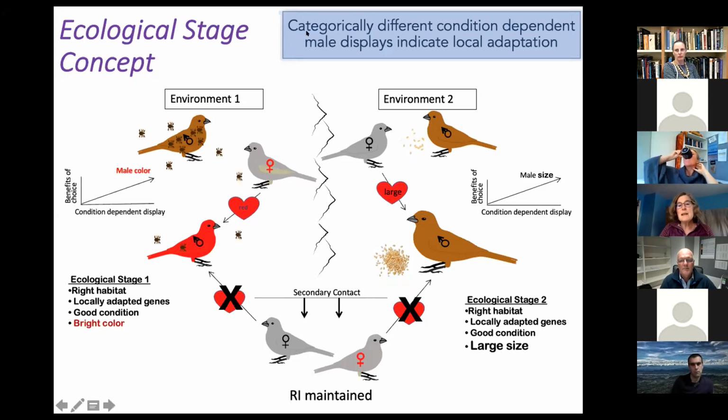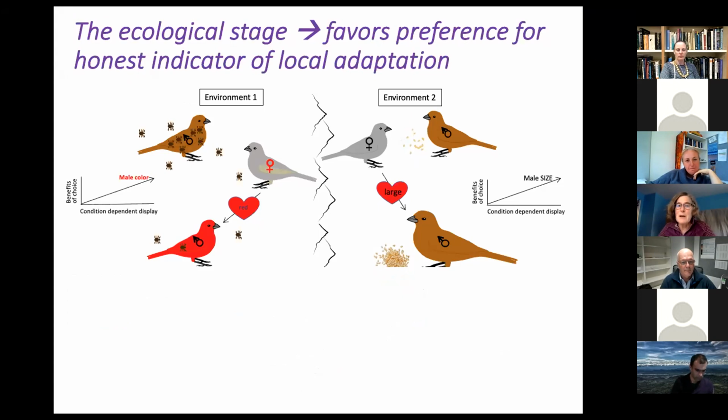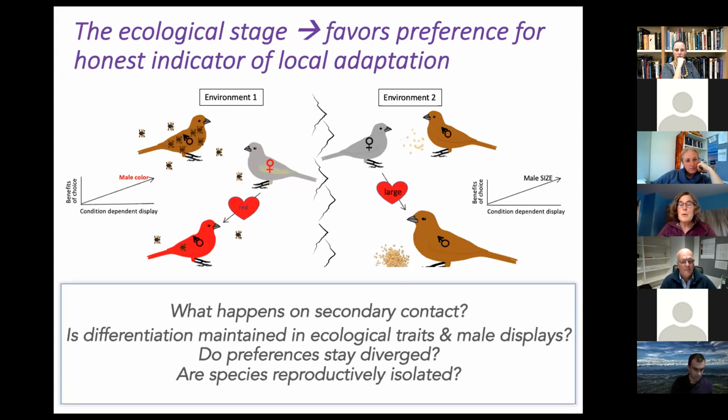And you can think of this as basically we've got categorically different condition-dependent traits that indicate local adaptation. And if I were to summarize the idea behind this model, it's really that the ecological stage favors preference evolution for honest indicators of local adaptation. So for the talk today, because I have to condense it, I want to really focus on this question of what happens on secondary contact and really ask three different questions. Is differentiation maintained in the ecological traits in the male displays? Do preferences stay diverged? And probably most importantly, are the species reproductively isolated when they come back together?